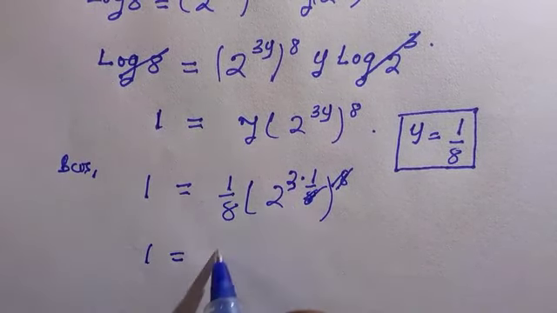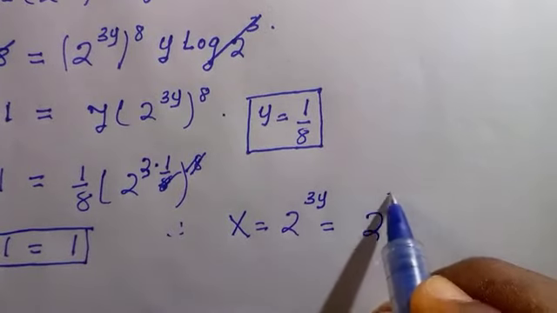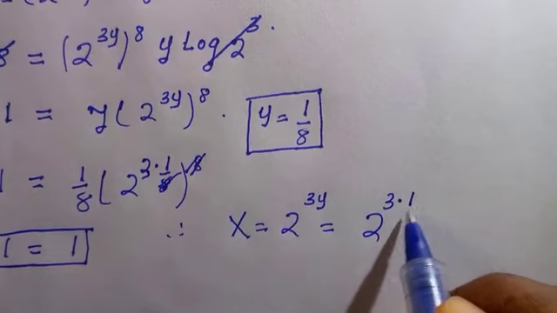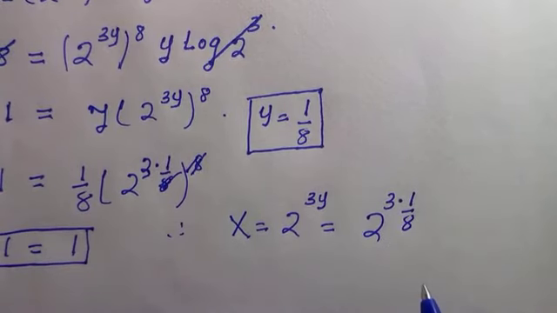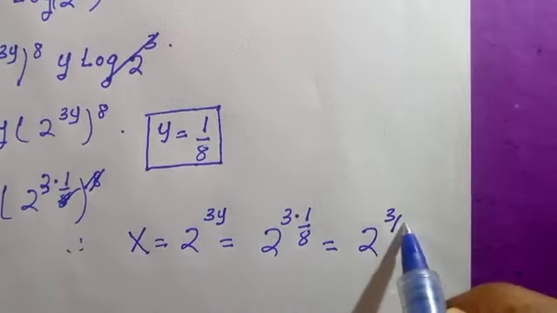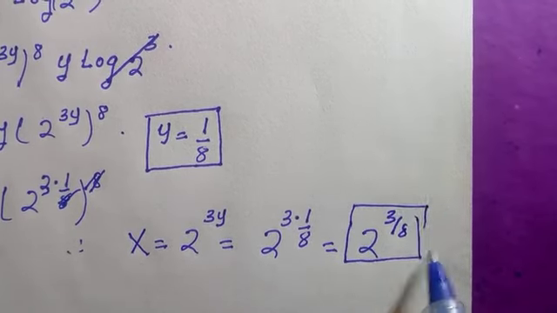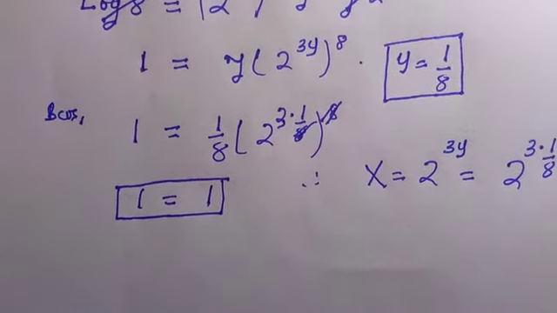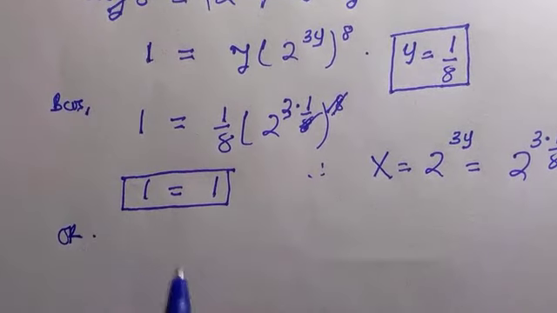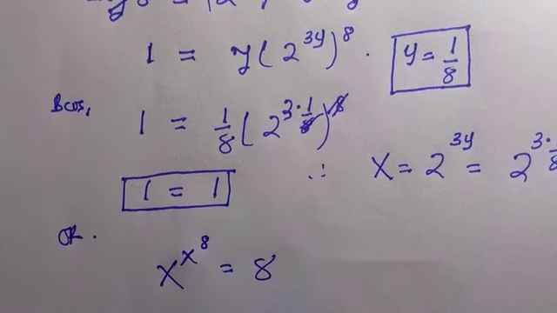So indeed, x is 2 raised to the power of 3y, which is 2 raised to the power of 3 multiplied by 1 over 8, which equals 2 raised to the power of 3 divided by 8 as the solution. Indeed, this method is not a waste; we just think differently and see questions differently. Now let's see the easiest method of solving this.